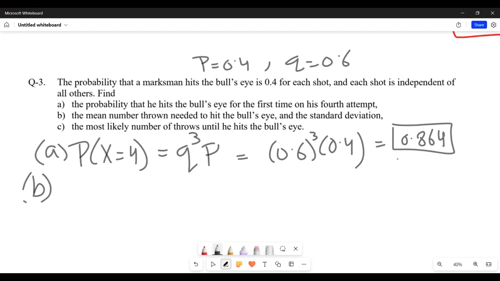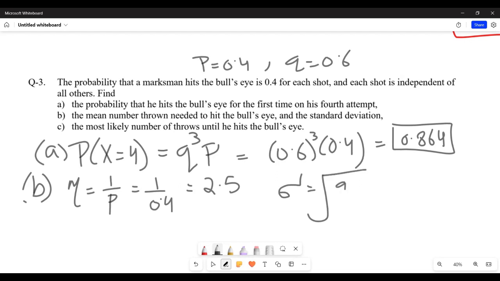The mean number of throws needed to hit the bullseye and the standard deviation. Formula for mean is 1 upon probability of success, 1 upon 0.4, which gives 2.5. Standard deviation is square root q upon p square. So square root 0.6 upon 0.4 square, 1.94.